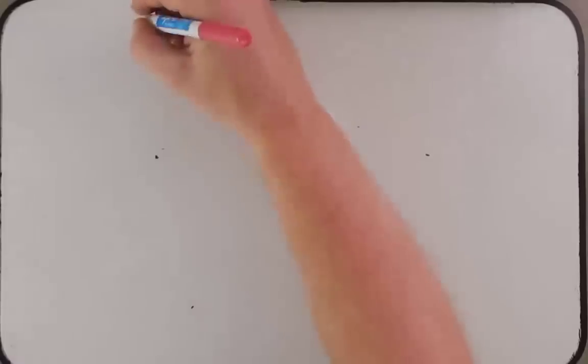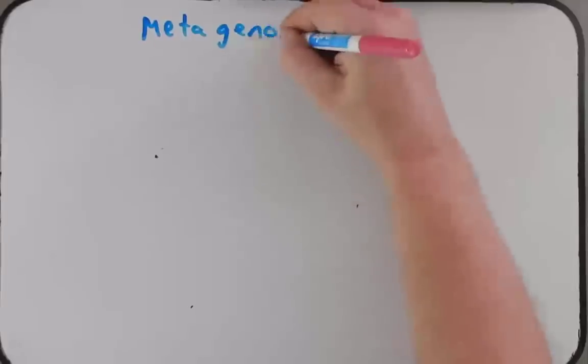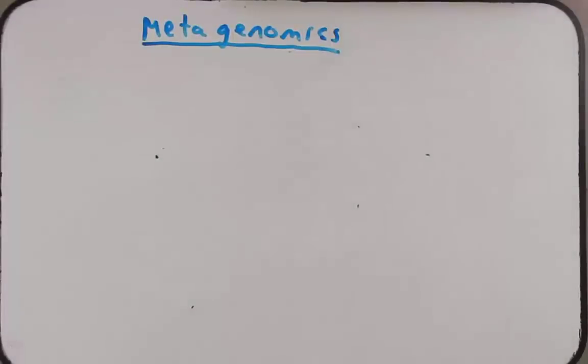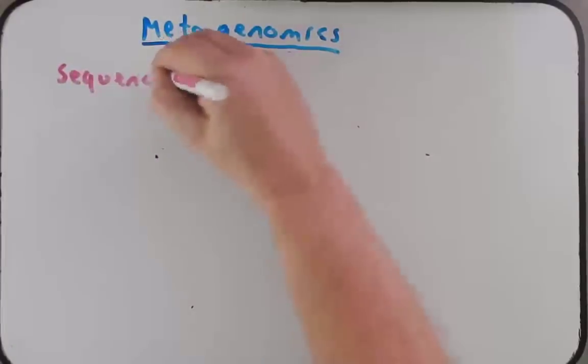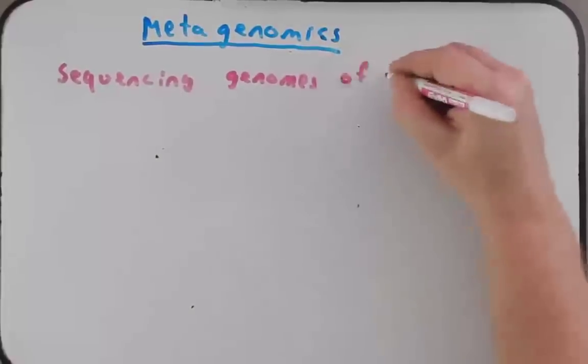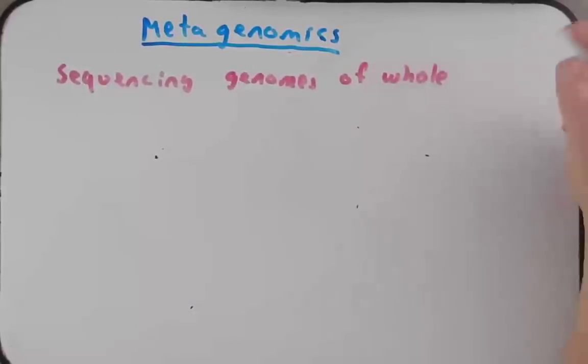Stemming from genomics, the sequencing and understanding of an individual's genome, has been this relatively new field called metagenomics. Now, metagenomics is the sequencing of genomes of whole communities.